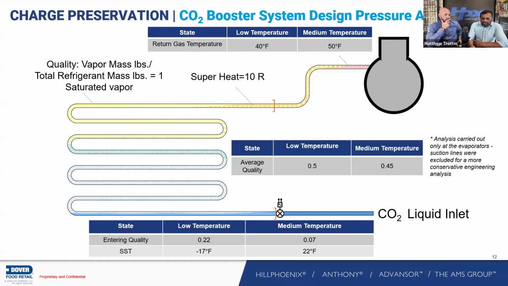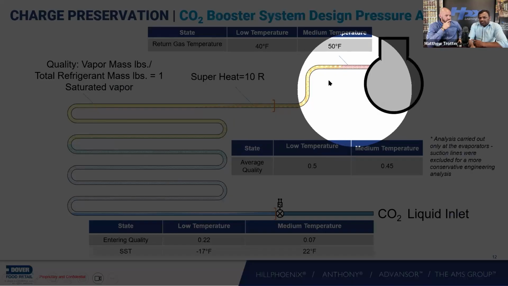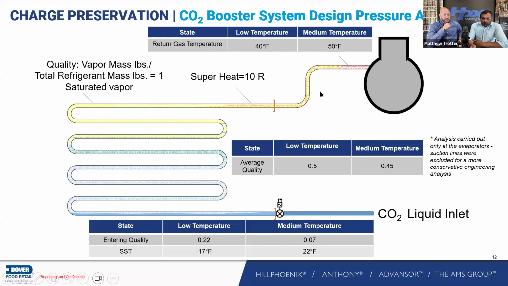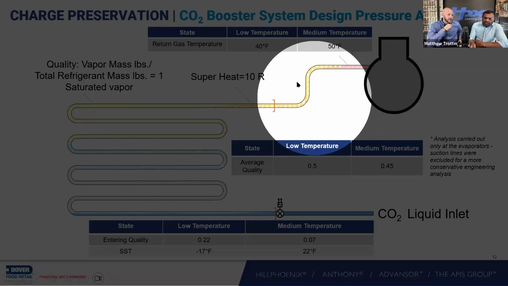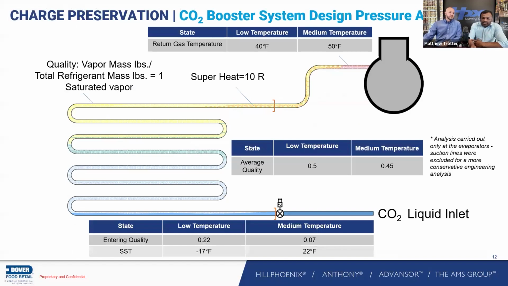So this analysis was only carried out on the evaporator section, and we excluded the lines at the outlet of the evaporator to the compressors because it's already superheated gas. So based on the quality, when the CO2 liquid enters from the liquid line to the expansion valve, right at the expansion valve the vapor quality for the medium temperature evaporator is 0.07. And the vapor quality right after that expansion valve is 0.22.